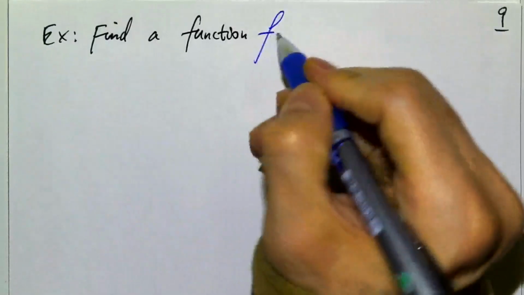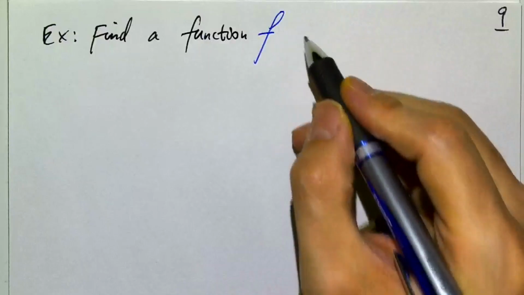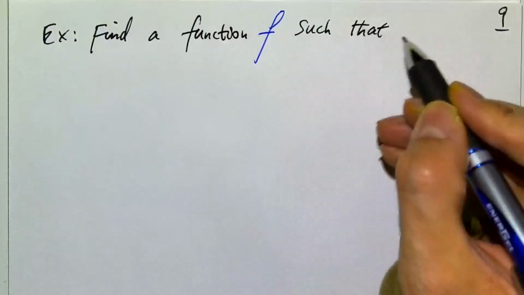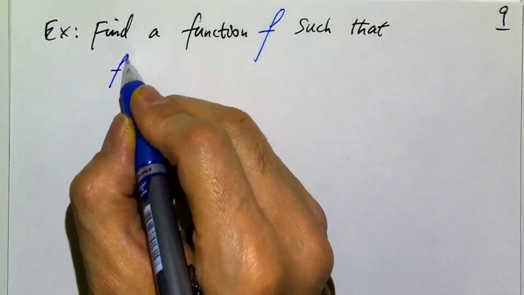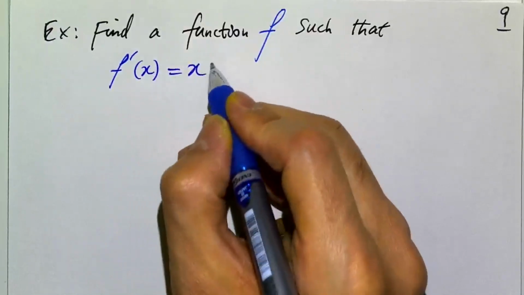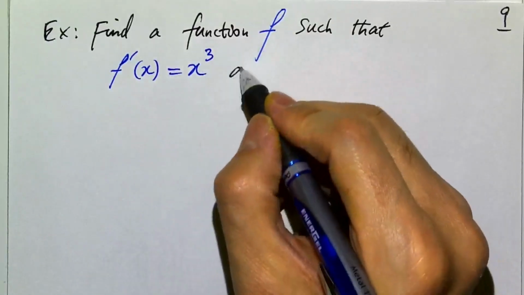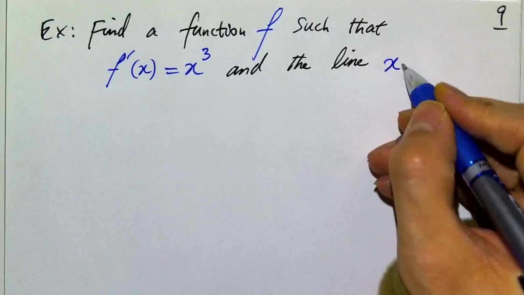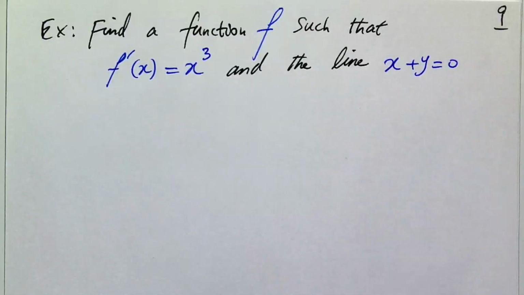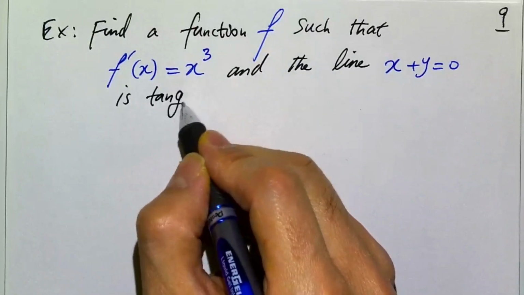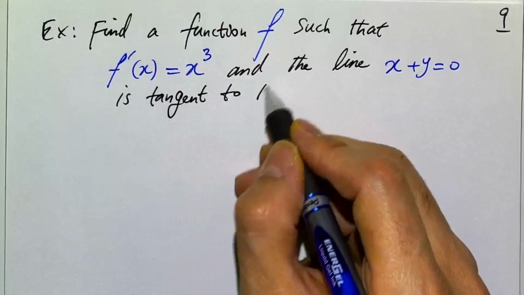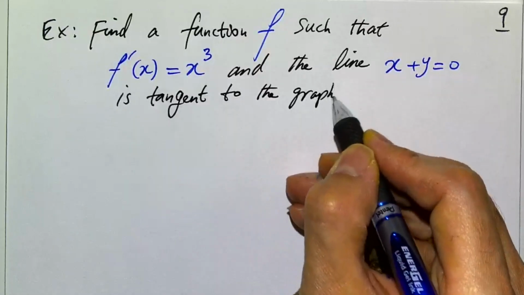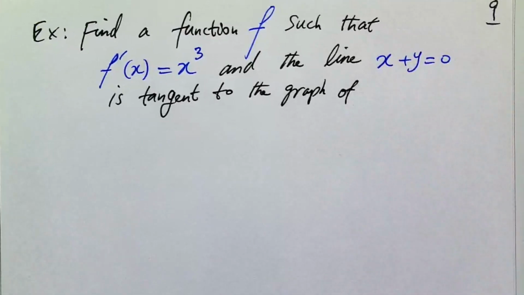So we want to find a function f. Of course, this will be the antiderivative such that f prime x is equal to x cubed and the line x plus y equals 0 is tangent to the graph of f. Okay.